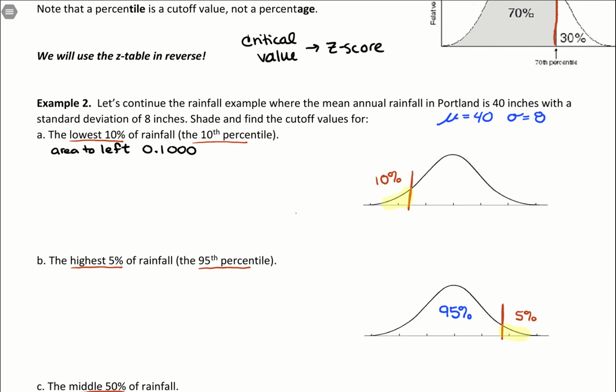So we're going to go searching on our table. A nice starting point, looking at our picture that we drew: if it's the lowest 10%, our z-score is going to be negative. It's on the left-hand side. We still always have 0 in the middle there. So with that, I know which part of the table to look at. And then we just go searching.